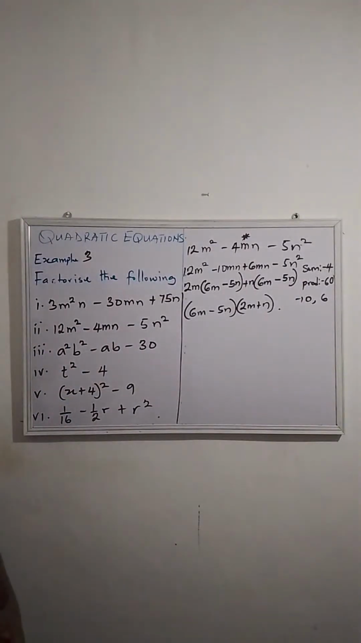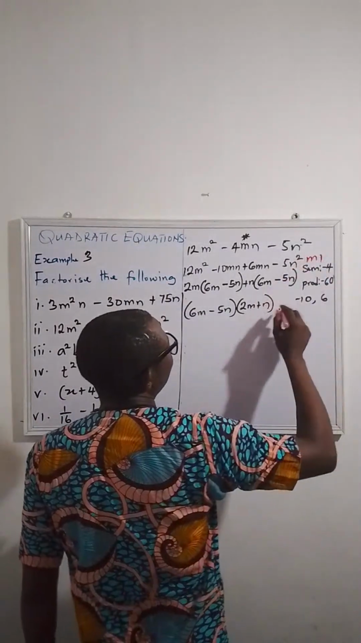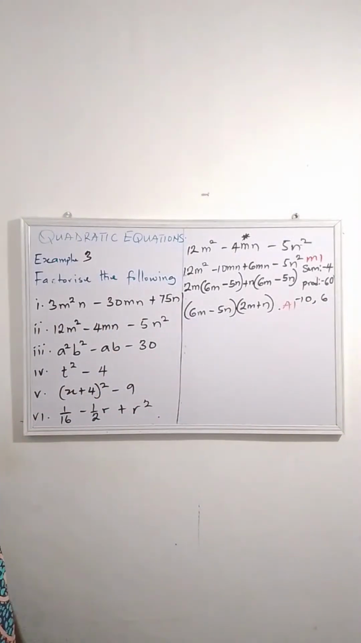Can you see that now? Okay, so that's how to solve that problem. All right. So you have M1 for this and A1 for the answer. So that is how to solve that problem.